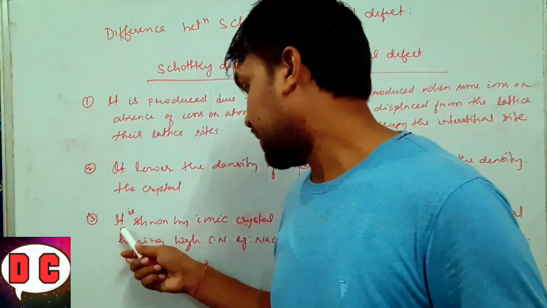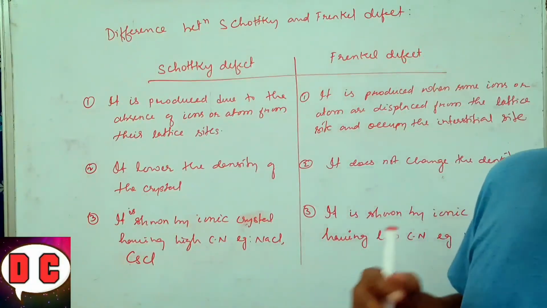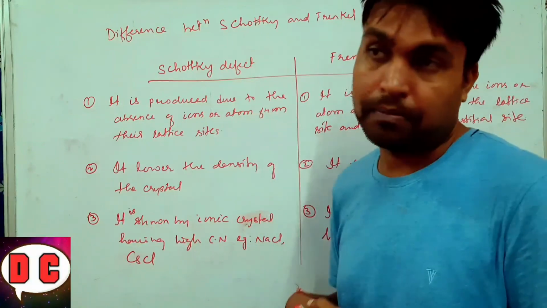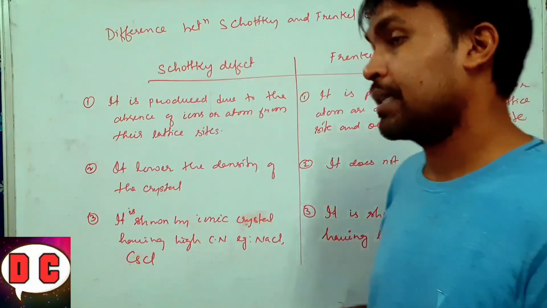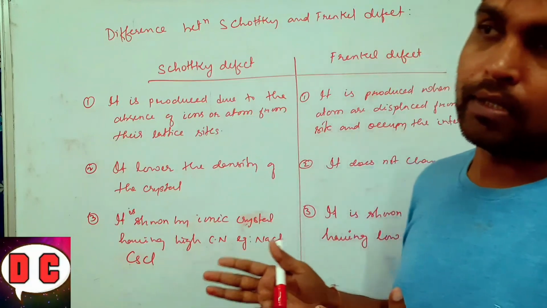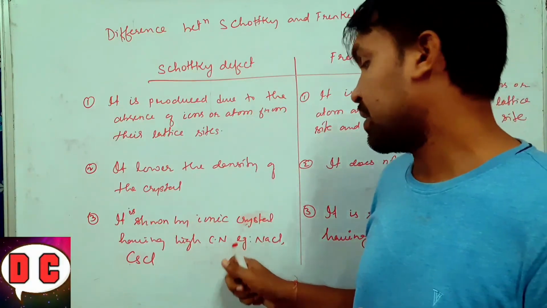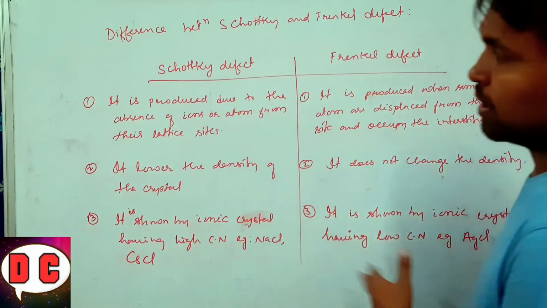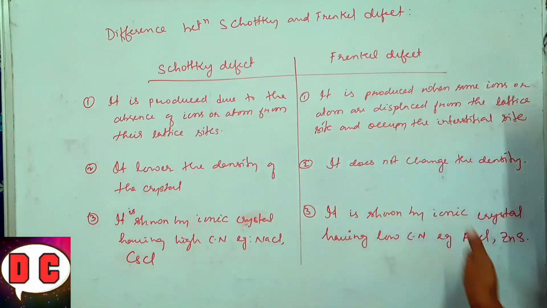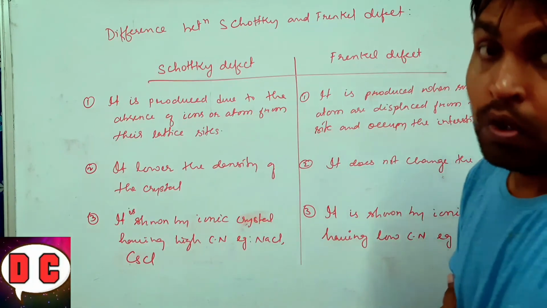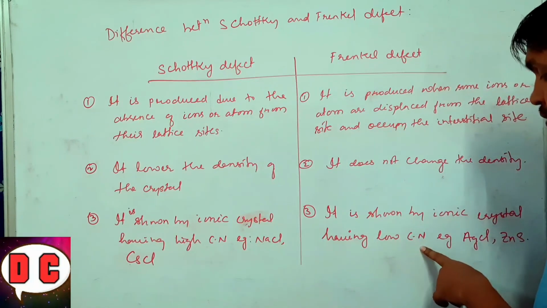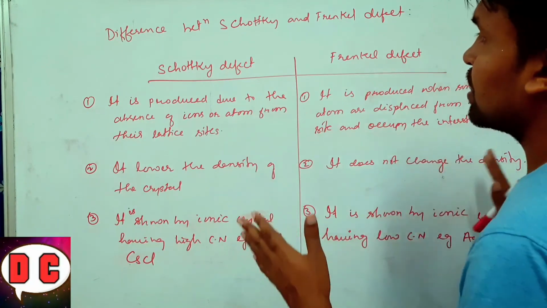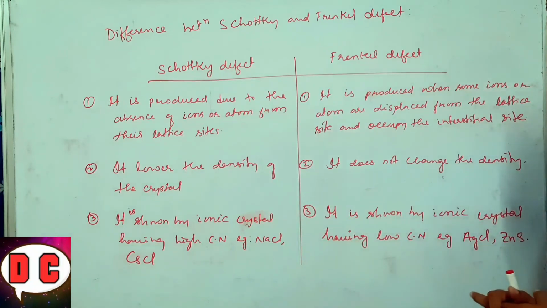Next, Schottky defect is shown by ionic crystals. Okay, this Schottky defect is shown by the ionic crystals which have a high coordination number. For example, NaCl, CsCl. CsCl has coordination number 8:8, and NaCl it will be 6:6. So their coordination number is high, so they show Schottky defect. Whereas Frenkel defect is shown by ionic crystals having low coordination number. CN is coordination number. For example, they have given AgCl and ZnS. Okay, so these are the basic three points of differences between Schottky and Frenkel defect.